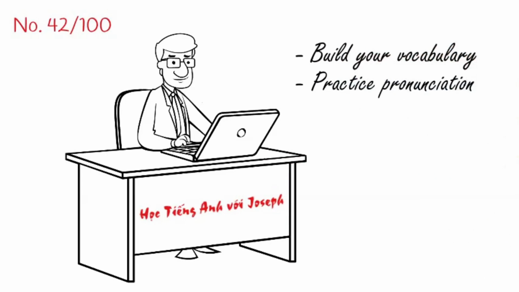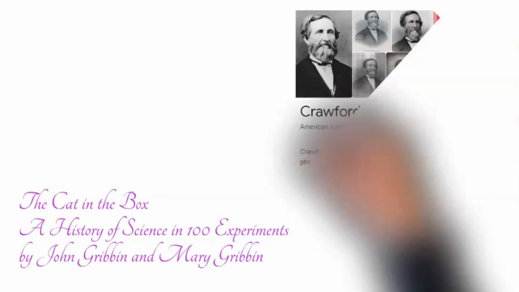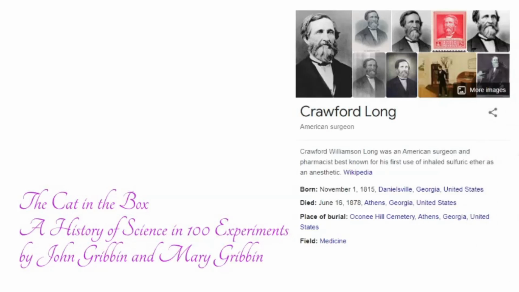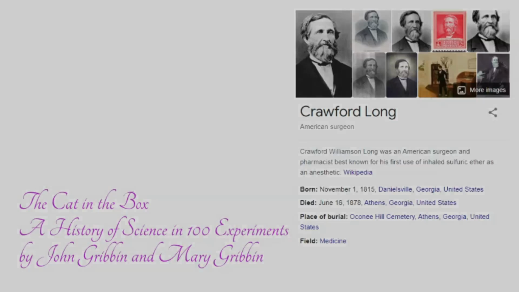Continuing with The Cat in the Box, a history of science in 100 experiments. Today, we read story number 42, Controversy and Controls.